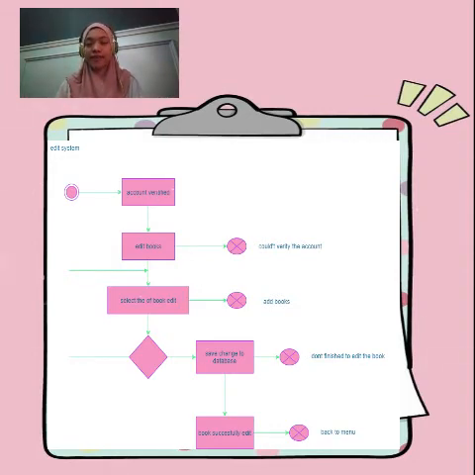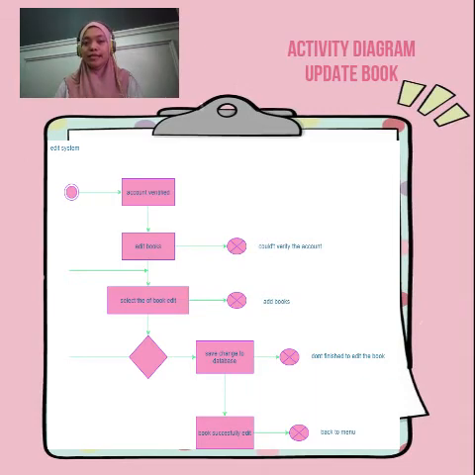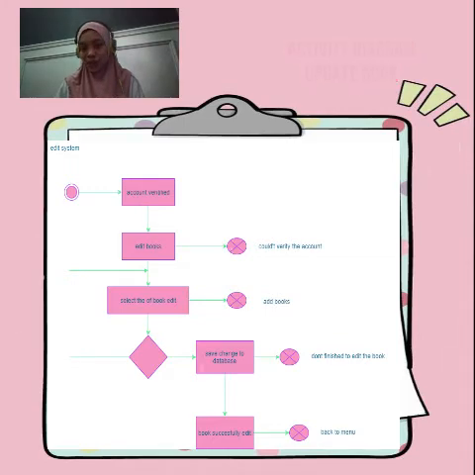And again, we're going to the edit system. For the edit activity, the first thing is the user needs to verify the account and then edit the books, select the book to edit, and then save the change to the database. It's like the delete, but this one is for edit, and the output is book successfully edited. That's all from us.